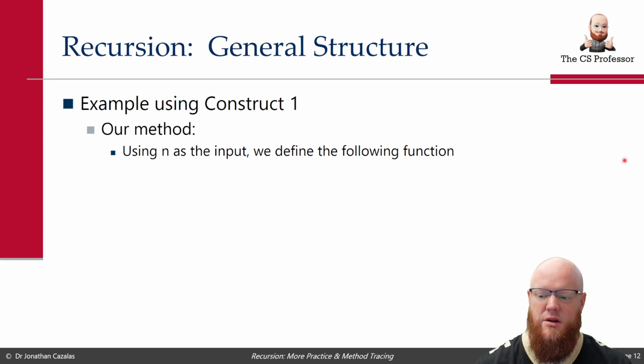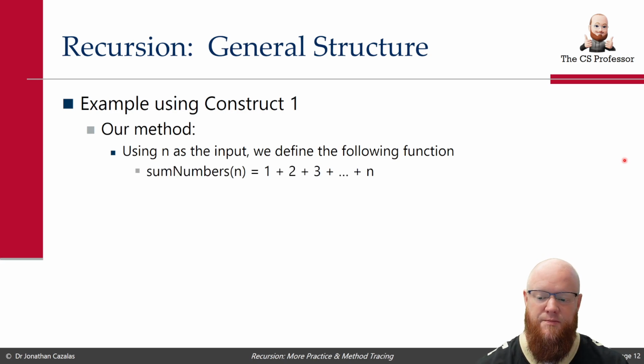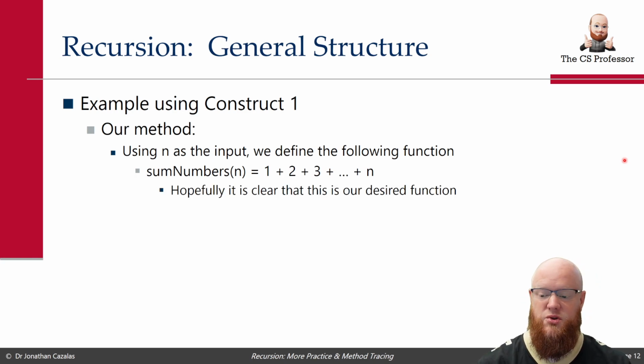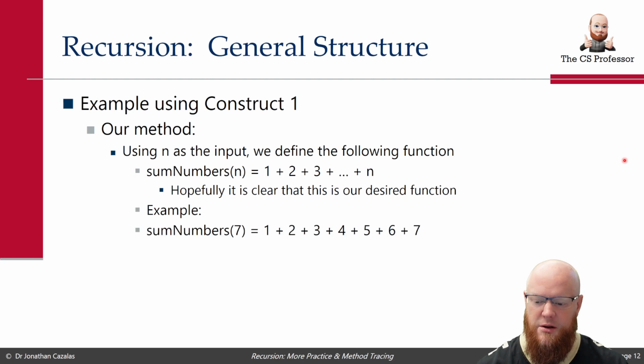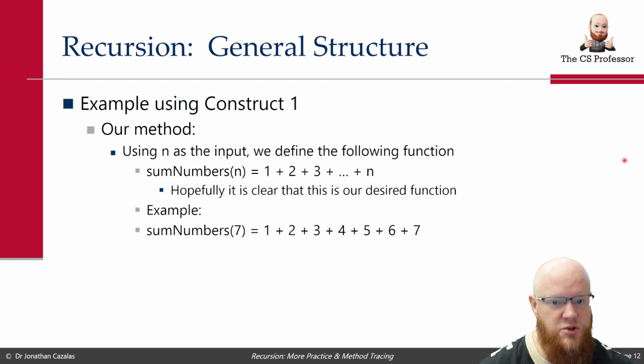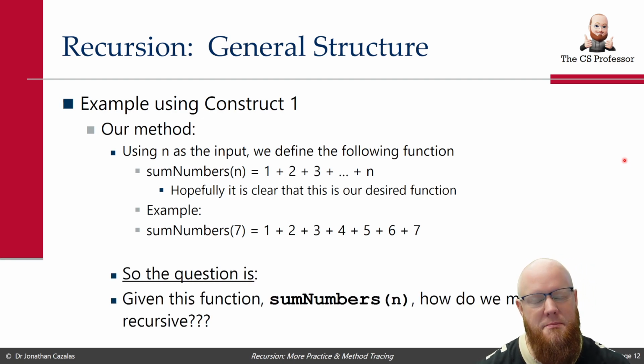So here's our method, using n as the input. We want to sum numbers from 1 to n. We define the following function: sum numbers of n equals 1 plus 2 plus 3 all the way up to n. Hopefully that function is clear. Here's an example. Sum numbers of 7 equals 1 plus 2 plus 3 all the way to 5 plus 6 plus 7. So the question is simply, given this particular function, how do we make it recursive?